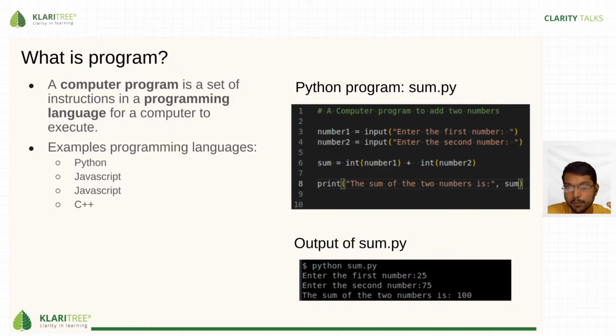Most programs, or all programs actually, always take some form of input. It could be the touch on your mobile screen, or on your computers and laptops, it's basically your keyboard and your mouse, and maybe the touch screen. And it gives an output. In the program on your screen, the output is the addition of these two numbers, shown in the last line. 25 and 75 are numbers that I have entered into the program, and the sum, 100, has come out from the program itself. That's the output.